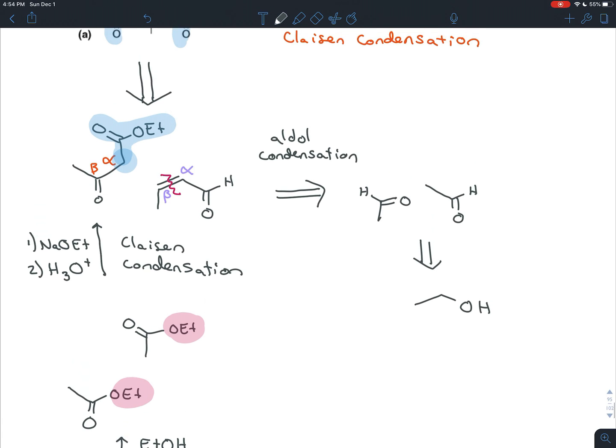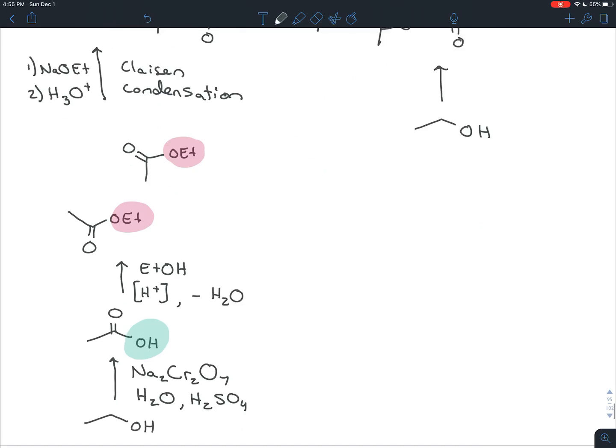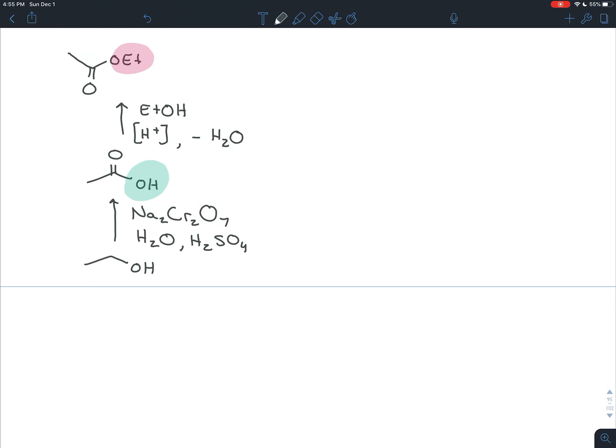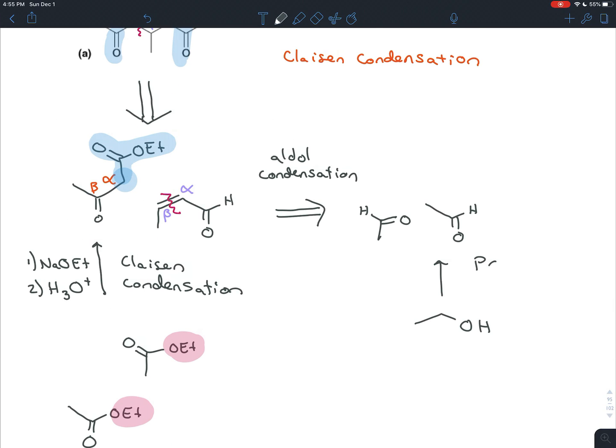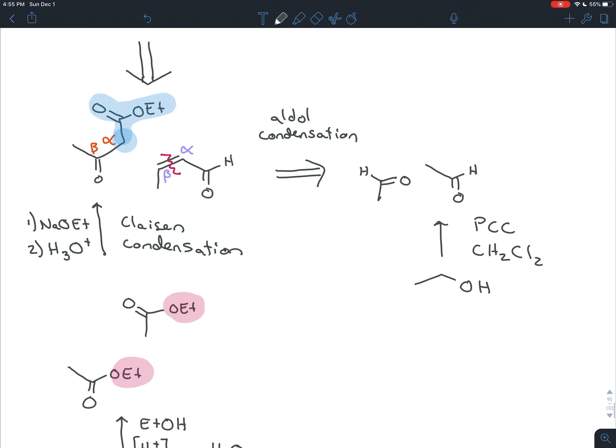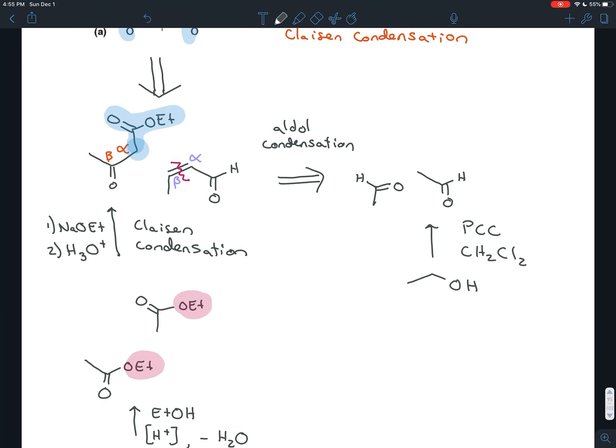Now, working backwards, on this other side, how do you turn ethanol into ethanal, or acetaldehyde if you prefer? That's the common name for ethanal. Well, we want to turn a primary alcohol into an aldehyde, so we want to oxidize it, but not using a strong oxidizing agent because that would turn it into a carboxylic acid. So instead we want to use a weak oxidizing agent. That would be like PCC in dichloromethane solvent. That would give us those ethanal molecules.